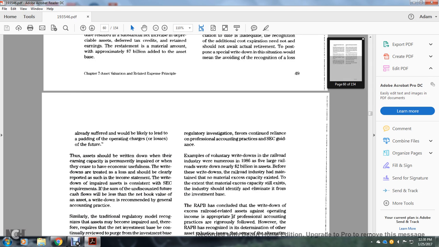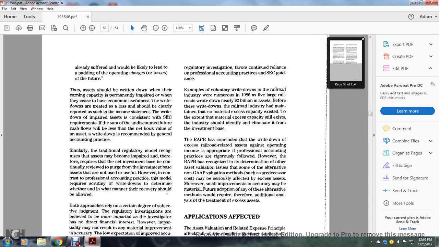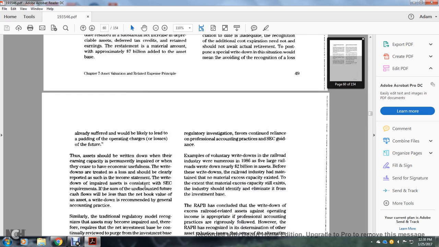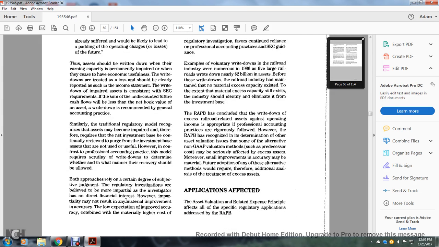already suffered, and would be least likely to be paid on an operating charge for losses of the future. Thus, these assets should be written down whether the earning capacity is permanently impaired, whether these cases are economically useful. The write-down should be treated as a loss and should be clearly reported in the income statement. The write-down of impaired assets is consistent with the Securities and Exchange Commission's requirements: if the sum of the discounted future cash flows will be less than the net book value, the assets are written down, as recommended by general accounting principles.